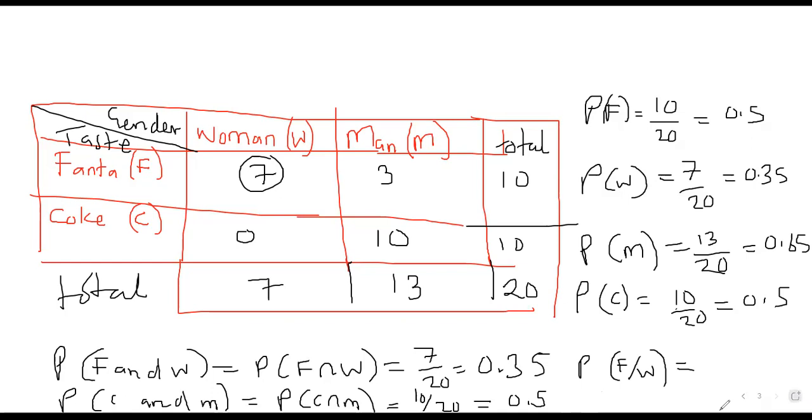All right, I'll do it in 2 ways. The shorter version: where they meet, Fanta and a woman, they still meet at 7. But the total is for a woman only. So the total of a woman is what? 7. So you're going to get 1.